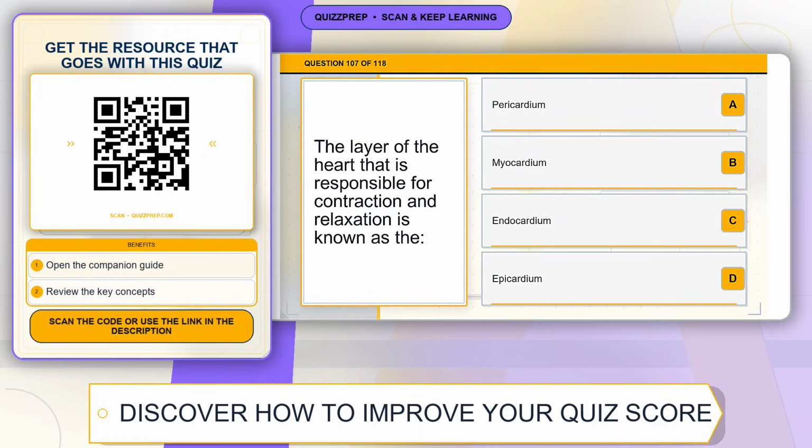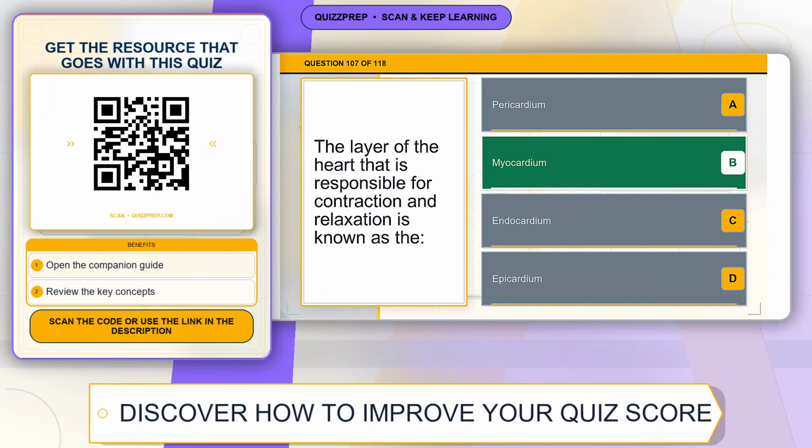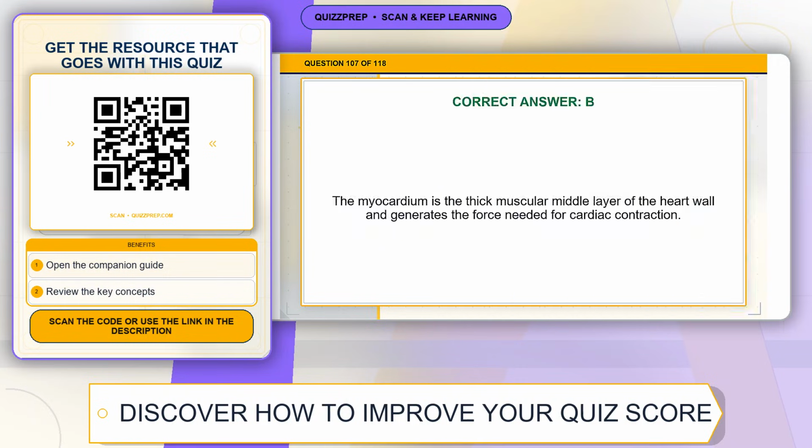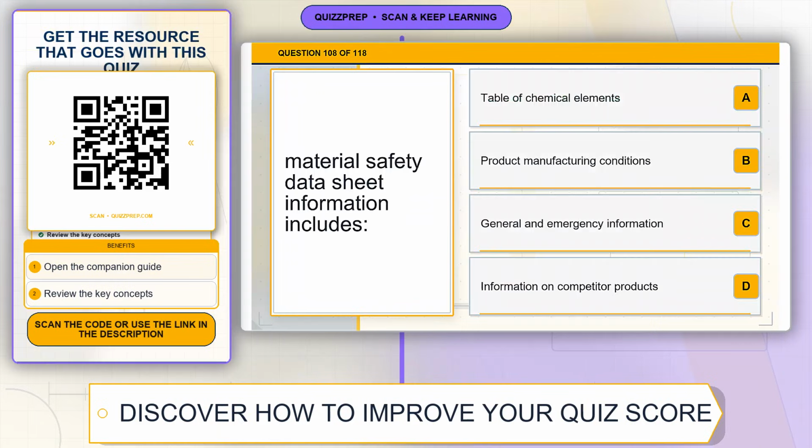Question 107. The layer of the heart that is responsible for contraction and relaxation is known as the: Option A. Pericardium. Option B. Myocardium. Option C. Endocardium. Option D. Epicardium. The correct answer is option B. Myocardium. Explanation. The myocardium is the thick muscular middle layer of the heart wall and generates the force needed for cardiac contraction.